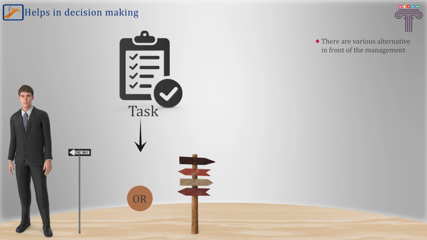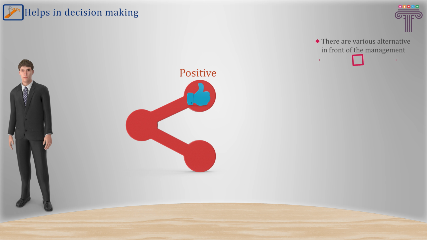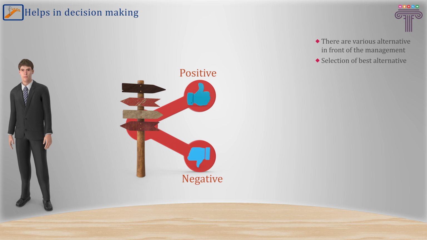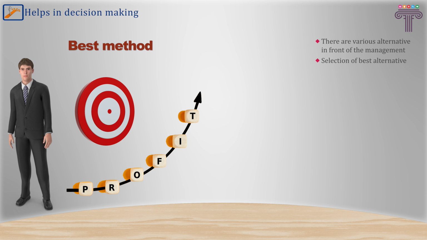So what should the manager do? Should he follow all the ways? No, it's not possible, not feasible. Correct. So what does he do? He tries to choose the best alternative. How can a manager choose the best alternative? Well, after studying the pros and cons, the positive and negative outcomes of various alternatives. Once he has studied the positives and negatives of alternative methods, then he chooses the best method, where he ensures that the profitability of the organization is achieved and the organization's objective or goal is achieved within given timelines or guidelines.